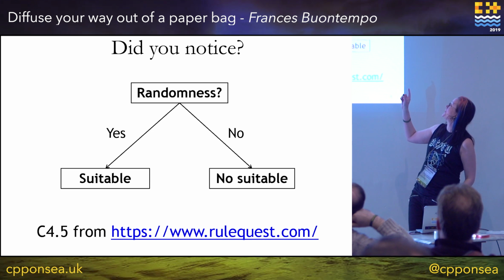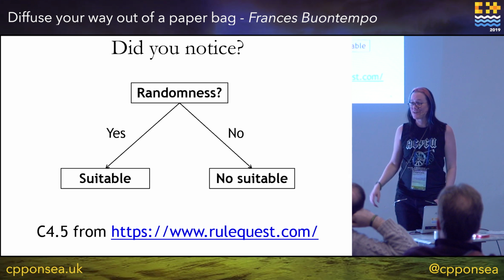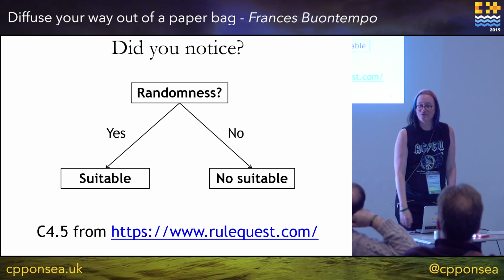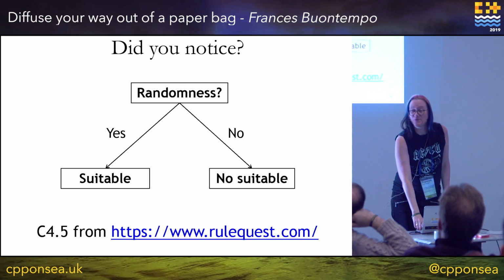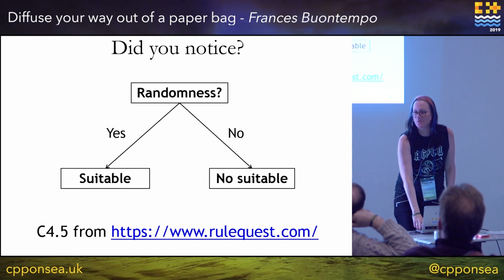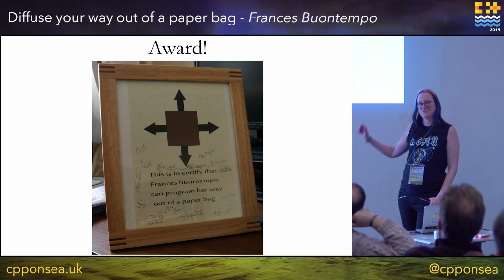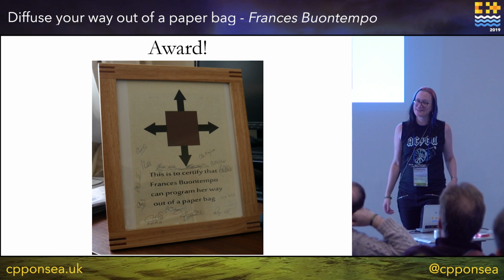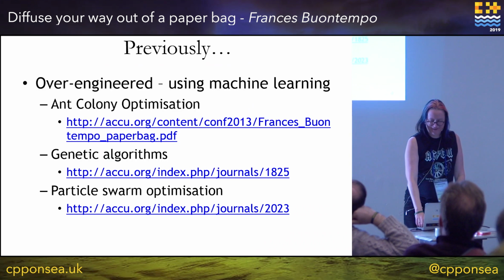Don't know if you've spotted that in my big table on the last page. Decision trees are great. There are loads of ones out there already implemented, and there's a chapter on it in my book. It's quite a nice way of collapsing down some complicated-looking data. So, long story short, I got some people to sign my award, so I have a certificate saying I can program my way out of a paper bag, so that's good.